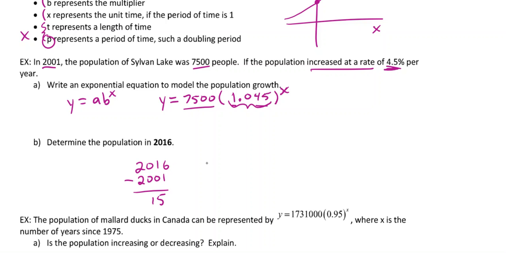So then we're just throwing in the number. y is equal to 7,500 times 1.045 to the power of 15 years. Okay. If it was 4.5% for 2 or 3 years. So that ends up being 14,514 people.